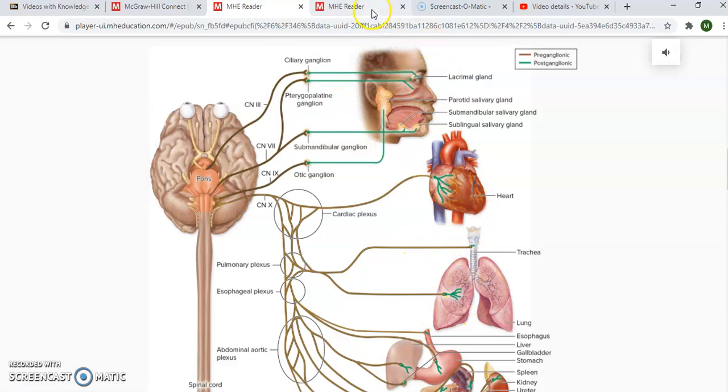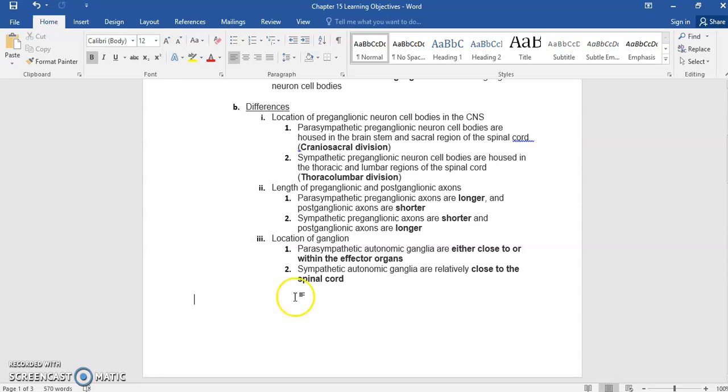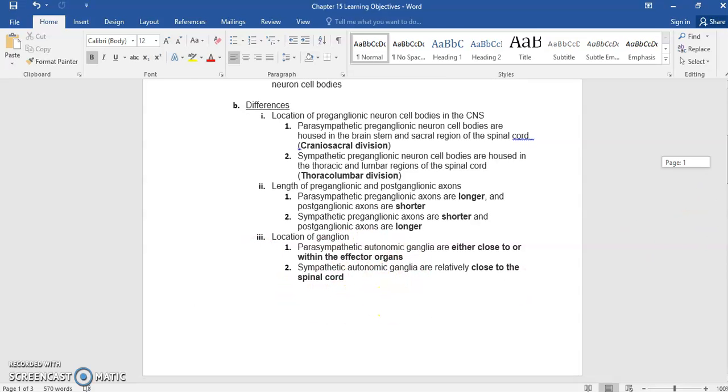And then that's opposite for our sympathetic nervous system. Since we have those short preganglionic motor neurons, the autonomic ganglion are very close, almost adjacent to our spinal cord. So they're relatively close to the spinal cord and farther away from the effector organs, which are the smooth muscle, cardiac muscle, and glands. Okay, so that was our third anatomical difference between those two systems.